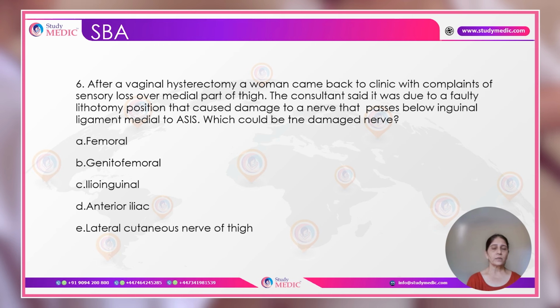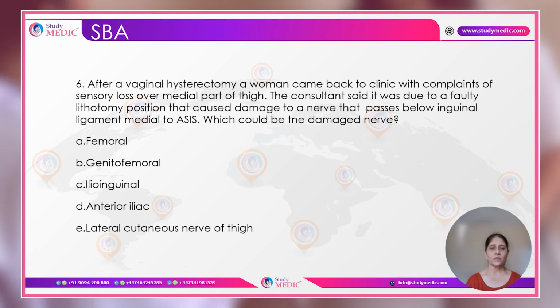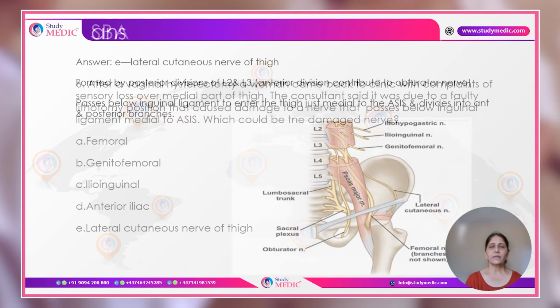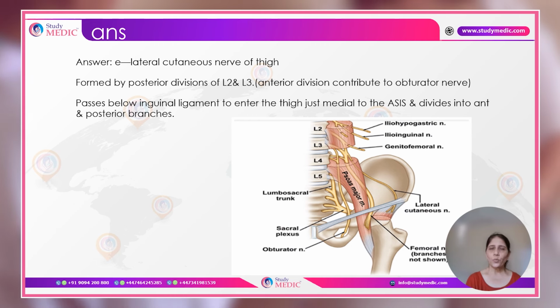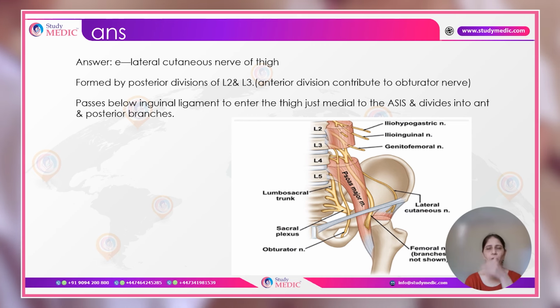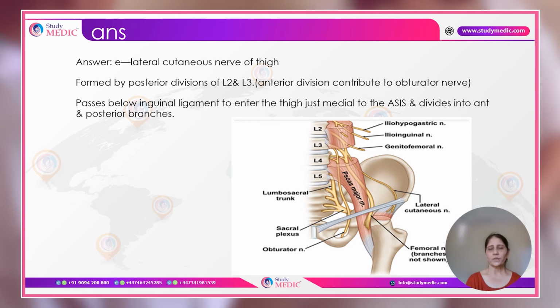Femoral nerve, we know it passes below the inguinal ligament, so it is not really related to the inguinal canal. And the femoral nerve, if you see in this picture, passes more medially. It is the lateral cutaneous nerve of thigh that passes below the inguinal ligament, just medial to the anterior superior iliac spine.